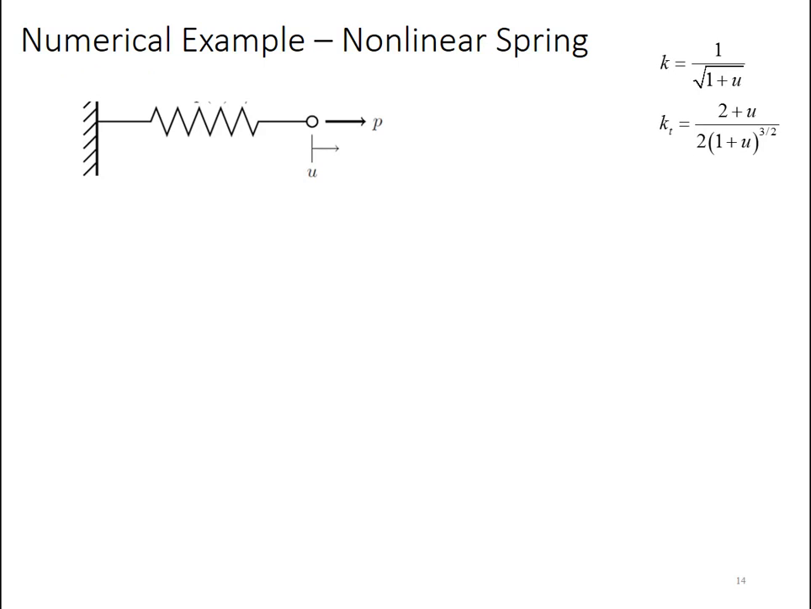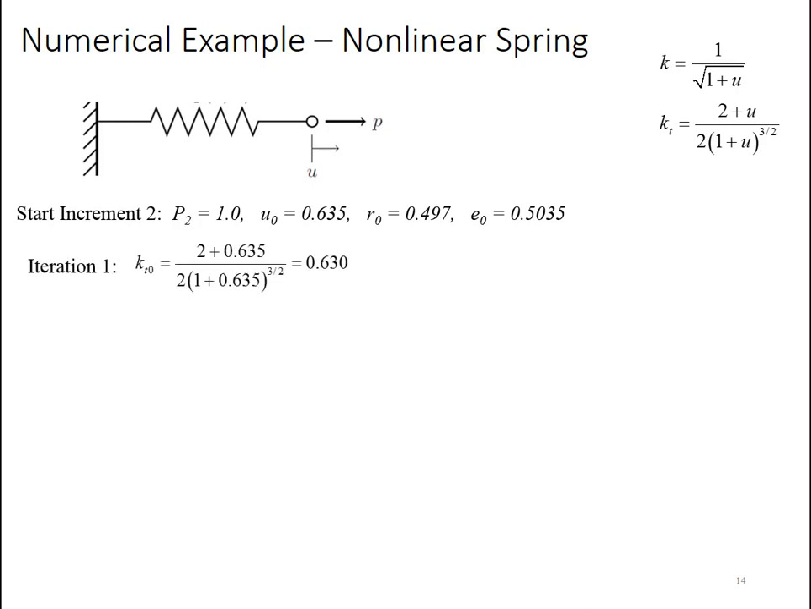So continuing, load increment 2, I'm going to have that go up to my max load now of 1. I've got an initial displacement and load that come from the end of my increment 1, and then my error is the difference between P2 and R0. So that's the 0.5035. It's important to take the reaction force from the end of the prior increment rather than where you thought you would be, because otherwise you will build up errors as you go through multiple increments.